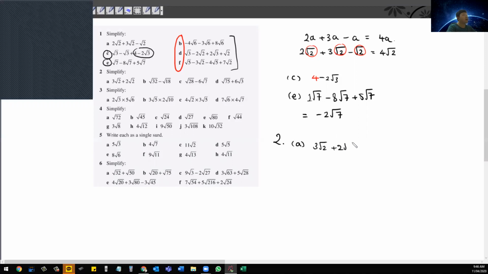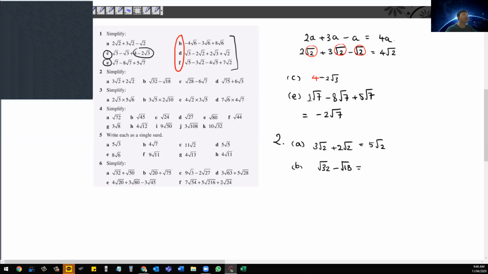All right, this one over here. 3 root 2 plus 2 root 2, that's equal to 5 root 2, right? Now, if you have root 32 minus root 18, it's like adding two unlike terms, isn't it? If you're given a plus b, well, what's the answer? It's just a plus b, can't go any further, true? So do we leave the answer like that because they're unlike terms? Can I get some vote here? You can say yes or no.